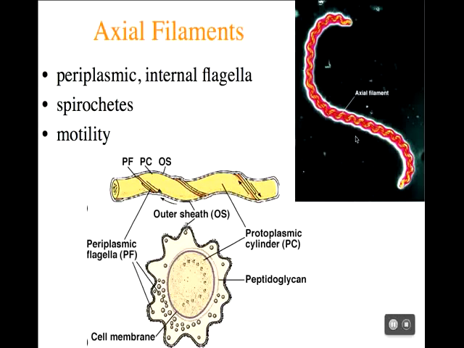Now, the axial filament is made of the same stuff that a flagella is. In fact, it is a flagella. It's just wrapped around the spirochete and covered by the outer sheath. So it's made of flagellin. It has the hook and the basal body and all that stuff as well.